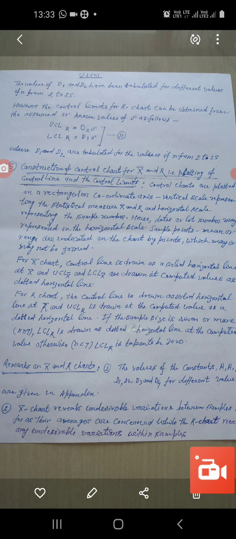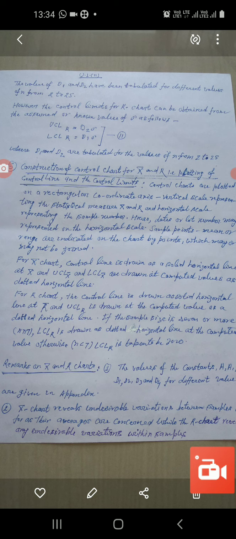Now we will discuss some remarks on X bar and R charts, and this is very important while studying quality control. So these remarks are very helpful. Remark 1: The values of the constants A1, A2, D1, D2, D3, D4 for different values of sample size are given in the appendix of the book that you study for this paper.